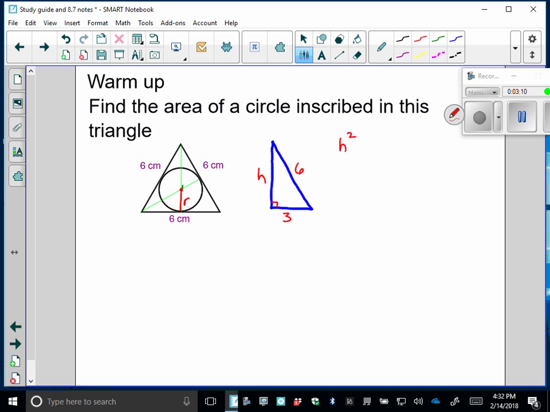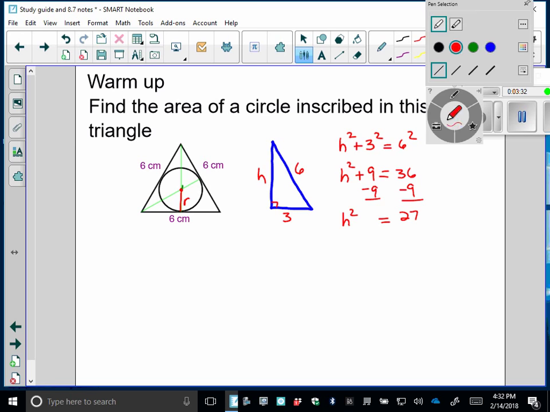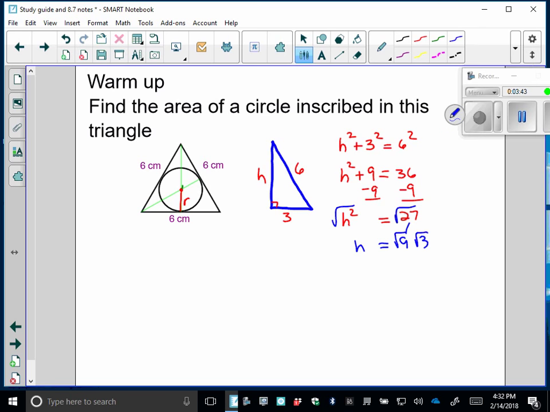So by Pythagorean theorem, I know h squared plus 3 squared is equal to 6 squared. Working that out, h squared plus 9 equals 36. Subtracting 9 from both sides gives me h squared is equal to 27. Taking the square root of both sides, solving for h, I get h is equal to the square root of 9 times the square root of 3, and the square root of 9 is 3, so h is 3 square roots of 3.